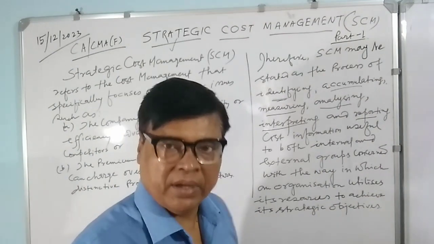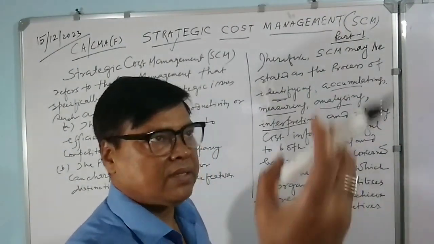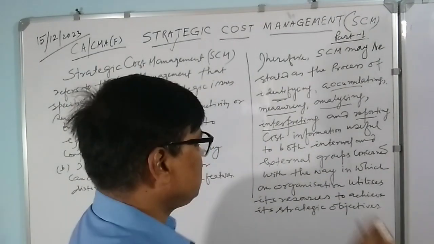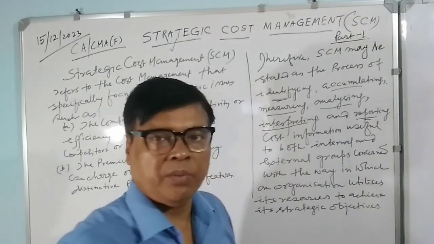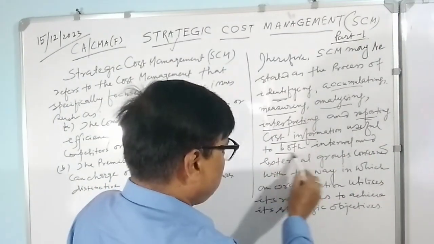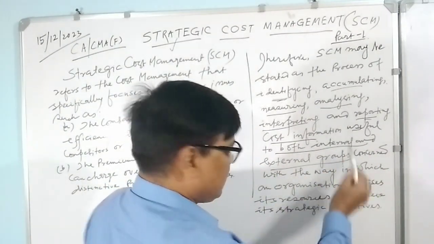And interpreting, you have to interpret. Interpret means some statement has come, you have to interpret and get a view on that issue. And reporting, you have to report for something. Cost information is useful to both internal and external groups.